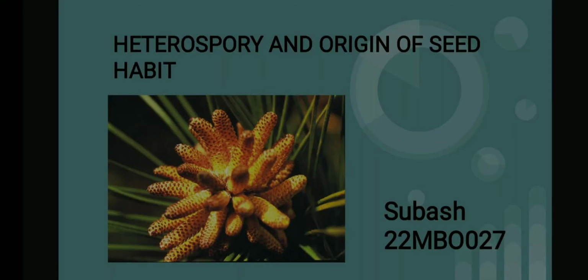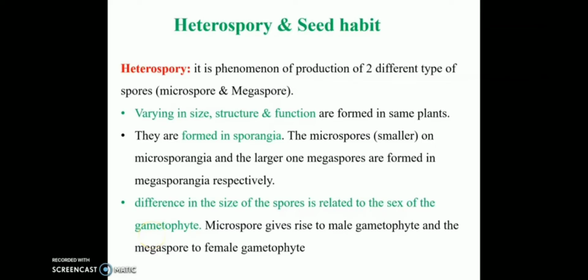Hello everyone. My topic is about heterospory and the origin of seed habit. Heterospory is the phenomenon of production of two different types of spores, microspores and megaspores, which vary in size, structure, and function, and are formed in the same plant. They are formed in sporangia.